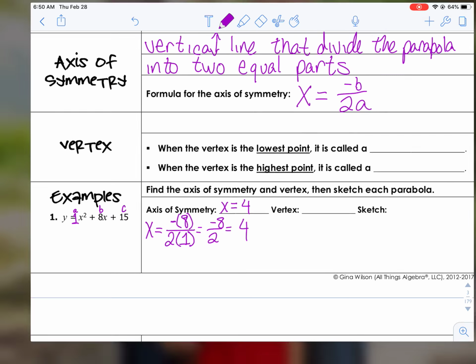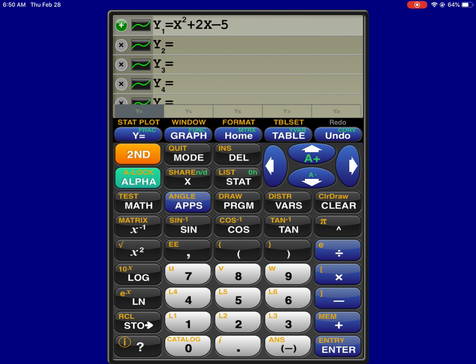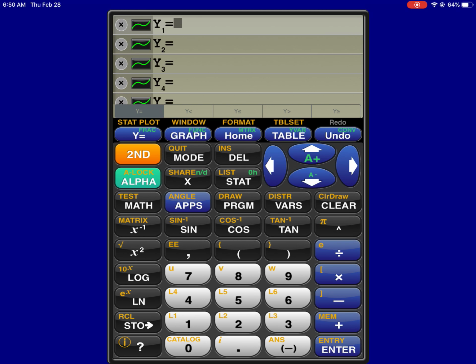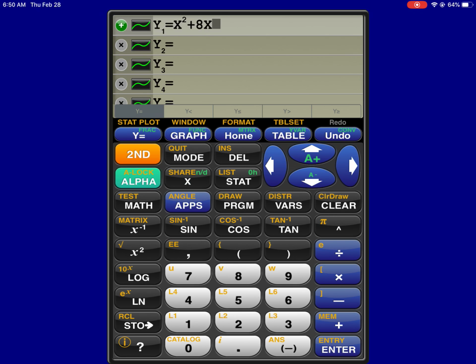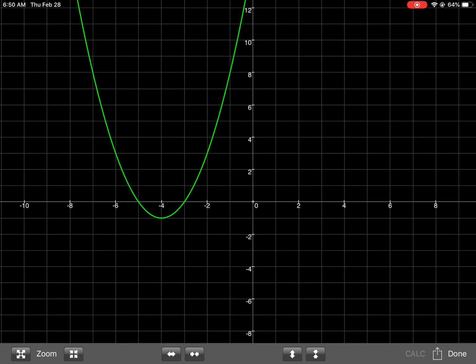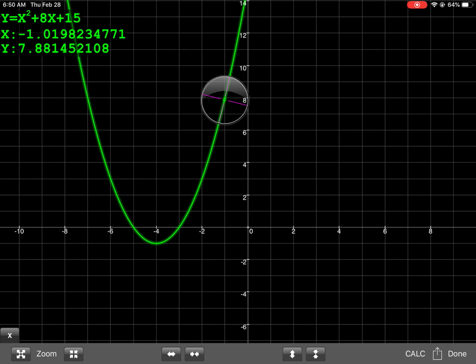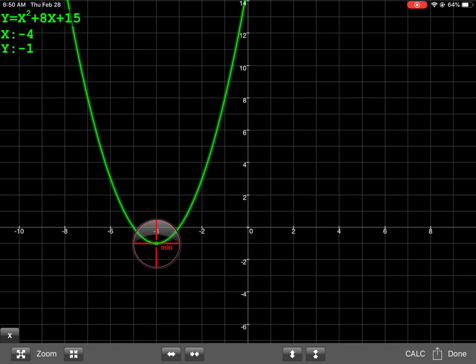And all that means is if I graph it, my calculator looks a little bit different. Give me a second. If I graph that, x squared plus 8x plus 15, look at my graph where the x is equal to negative 4, right? Let me see if I can get my tracing going. Right there in the middle, that negative 4 line going up and down is what is splitting my parabola in half.